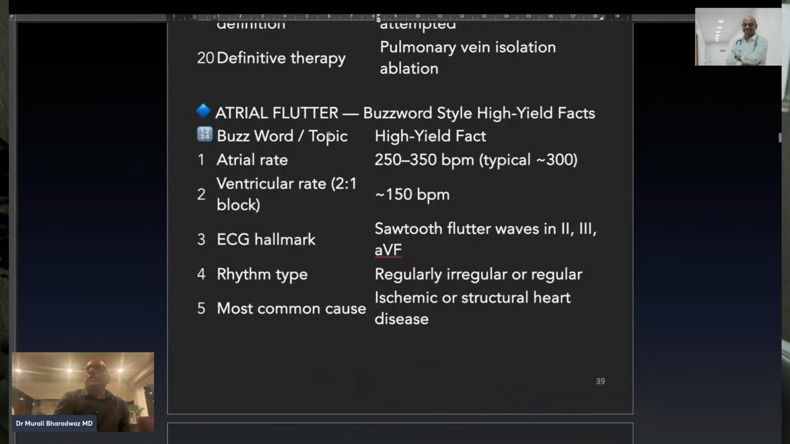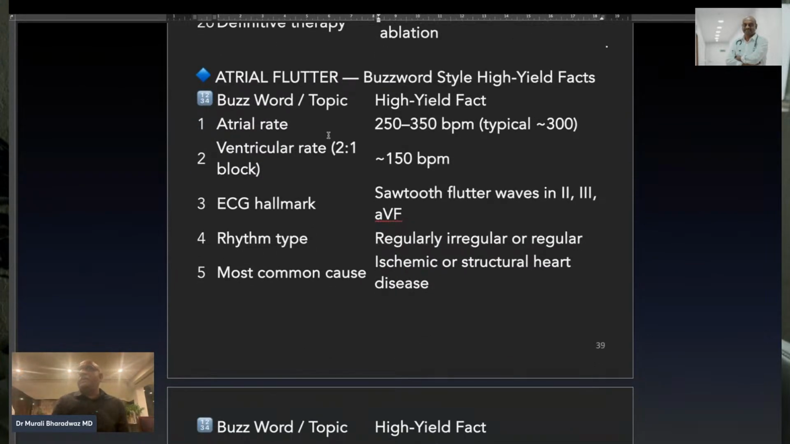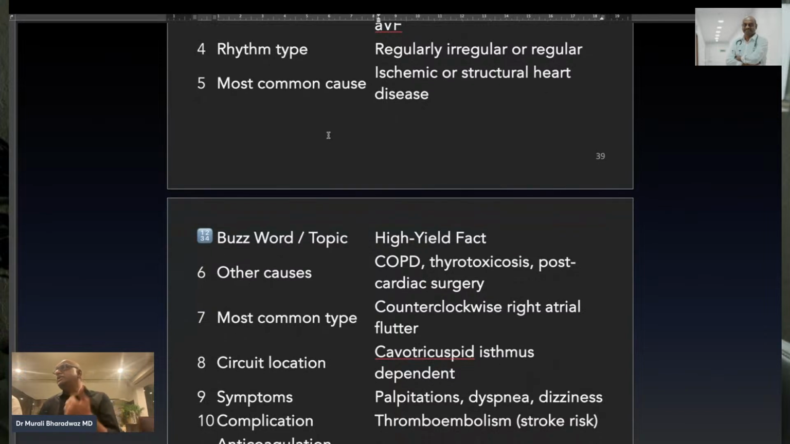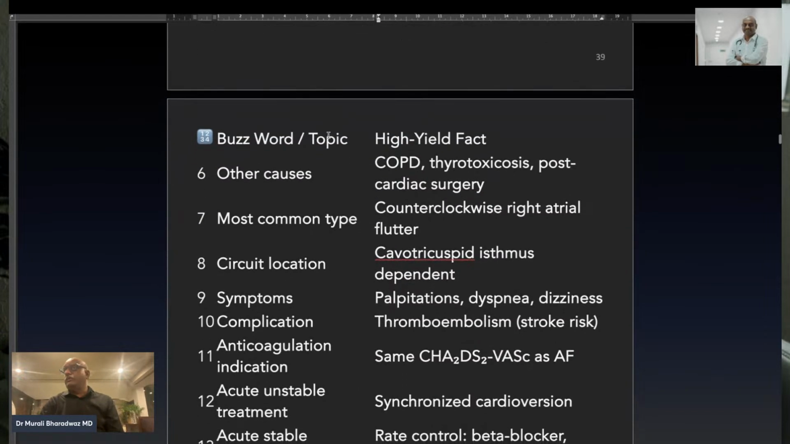Then what is flutter? Flutter means atrial rate is 250 to 350, whereas the ventricular rate becomes half of that atrial rate because of the AV nodal block induced by it. A sawtooth-like pattern you see in 2, 3, aVF, this will come in the exam. Sawtooth flutter waves are seen in the inferior leads, 2, 3, aVF. The rhythm is regular or regularly irregular. Ischemic heart disease and structural heart disease can cause flutter, as well as COPD, thyrotoxicosis, post-cardiac surgery and so on.